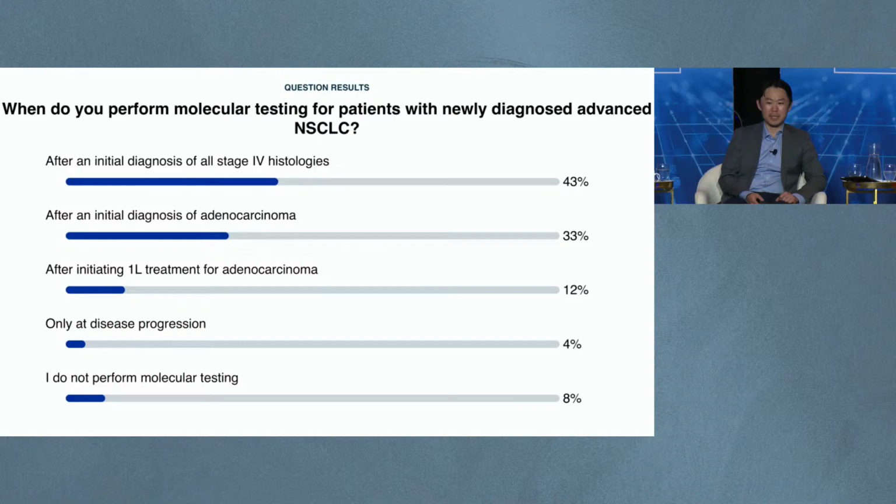All right, great. So here, taking a look at the survey results, 43% of you answered after initial diagnosis of all stage 4 histologies, followed by after initial diagnosis of adenocarcinoma. So really encouraging that the vast majority of you are testing at least at the initial diagnosis of non-small cell lung cancer, majority in adenocarcinoma, but also considering some of the other histologies beyond adenocarcinoma. And we'll talk more about the different histologic subtypes later on in the talk.